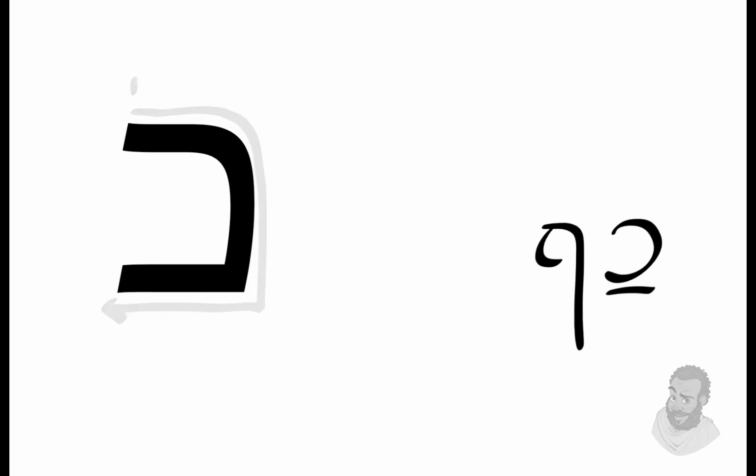Next we have the chaf. Chaf. Just like how we had the veth, you have another fricative here, because it keeps going, that's why it's fricative, okay? Chaf. And not kaf. This does not have the dagesh in the middle, okay? And you write it the same way how you wrote the kaf, okay? Chaf.